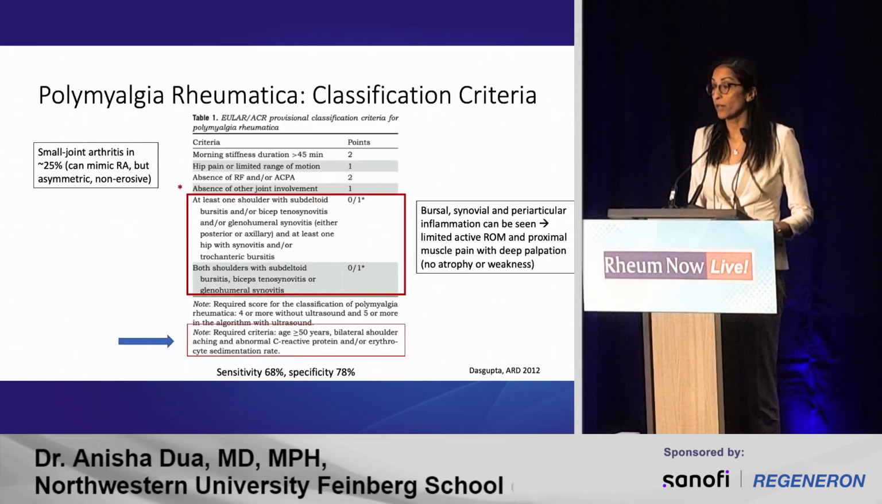The things I wanted to point out is that absence of other joint involvement gives you an extra point. Again, that small joint peripheral arthritis can mimic rheumatoid arthritis, but it's usually asymmetric and non-erosive in PMR. And then the last piece here that was important is this bursal or synovial and periarticular inflammation that can be seen. It's actually the inflammation that leads to the limited range of motion, so it's not weakness. And some of these folks can have pain if you palpate deeply on their muscles.